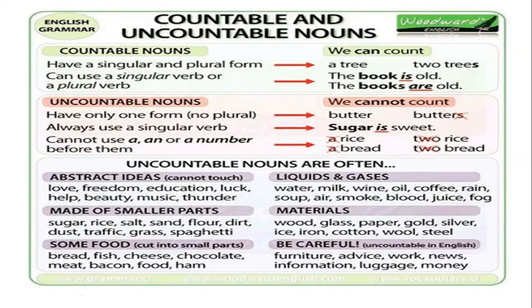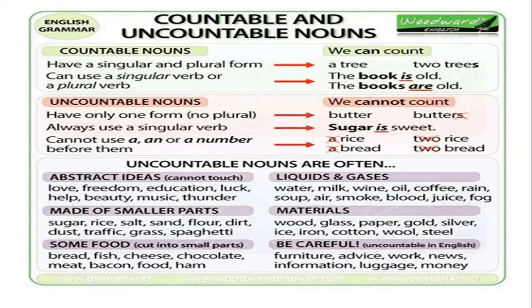Uncountable nouns are things that we cannot count. They have only one form, no plural. For example, butter is singular. We don't say butters. You always use a singular verb. For example, sugar is sweet. You cannot use a modifier like a, an, or a number before them. For example, you cannot say a rice, you say rice only. You cannot say a bread or two breads, no, you say just bread.